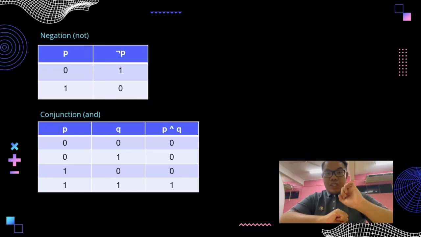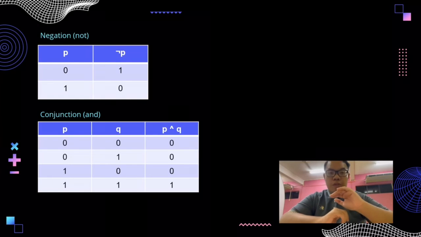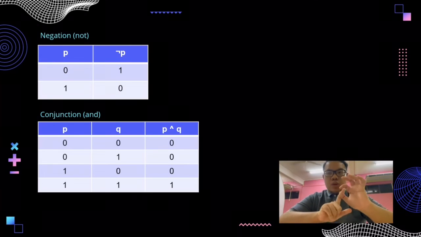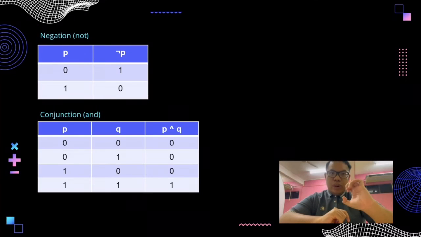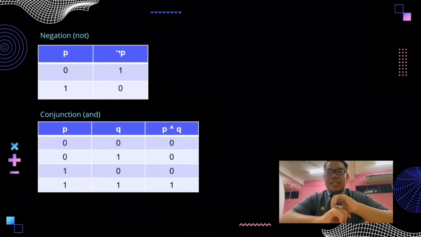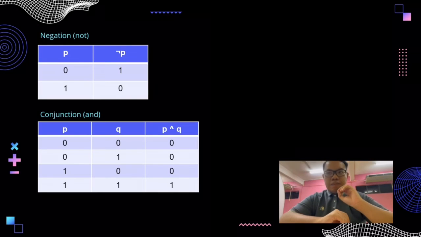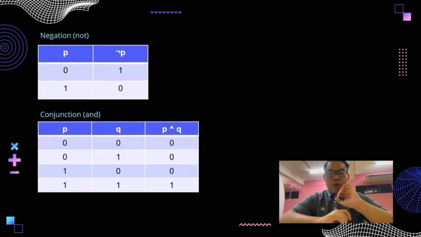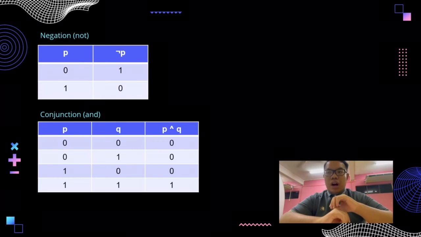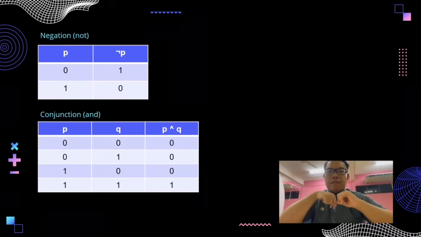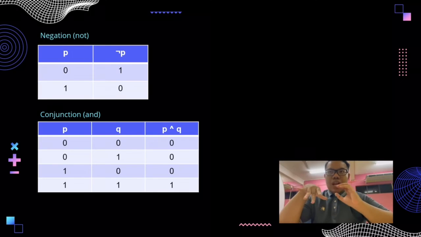For conjunction, AND, if both values are 1, then it should be 1. For example, if P is 0, Q also 0, P and Q should be 0. If P is 0, Q is 1, it should be 0 too. If P is 1, Q is 0, also 0. If P is 1 and Q is 1, then P and Q should be 1. That means both statements should be true statements.